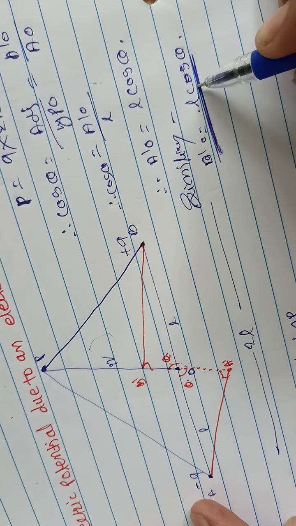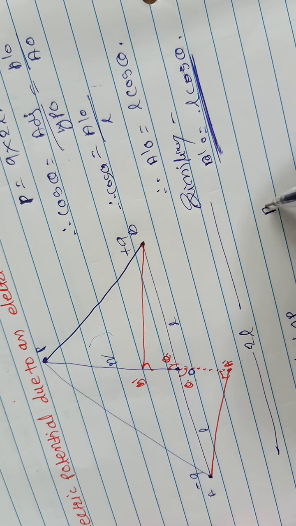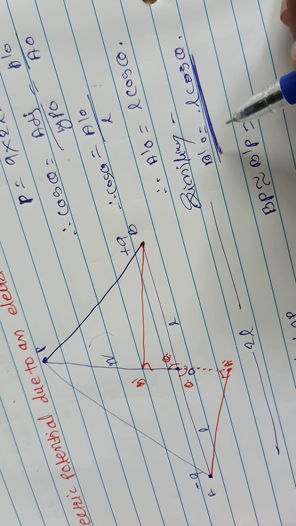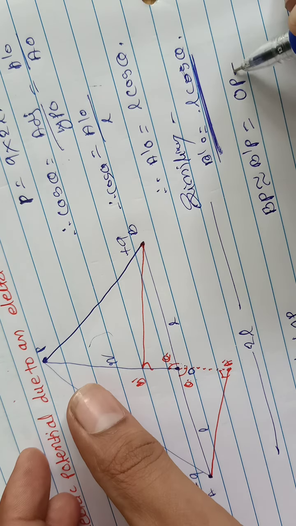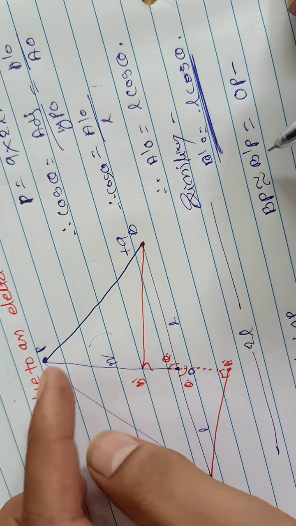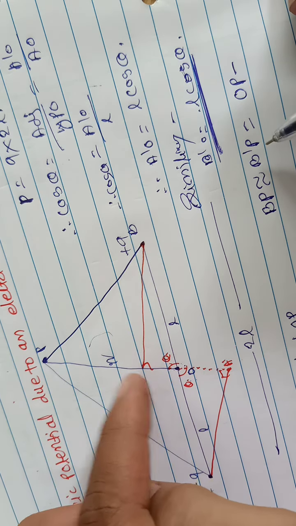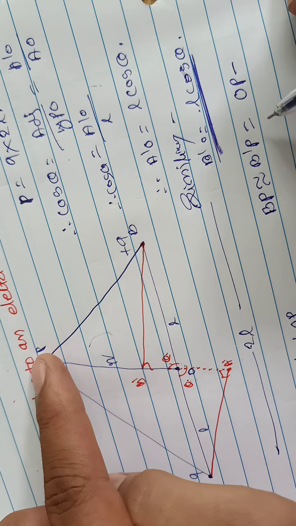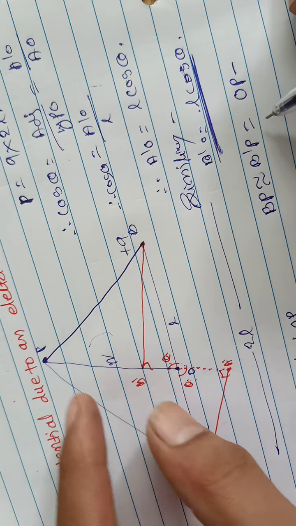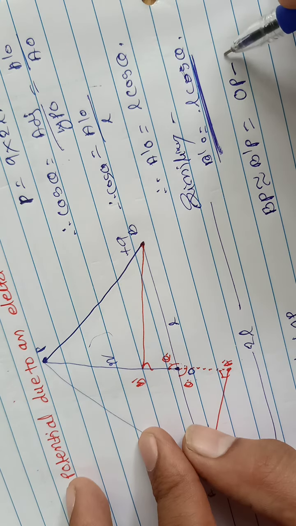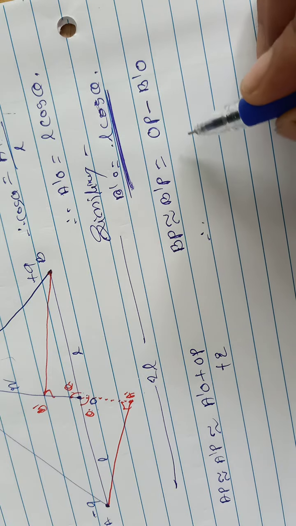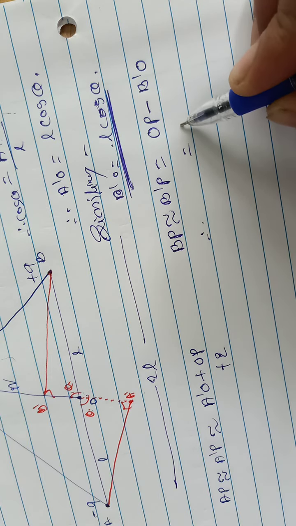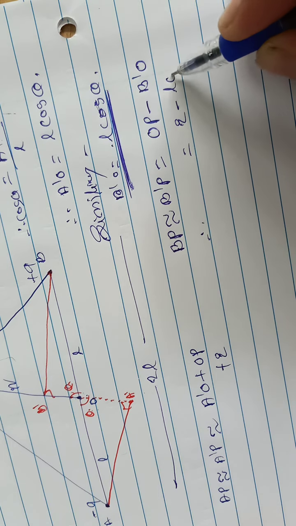Here also we get that particular value, but we have to find the term BP, which is approximately equal to B dash P. That means we have OP, and to find this value we have to subtract B dash O from OP. So similarly, OP is R, minus L cos theta.